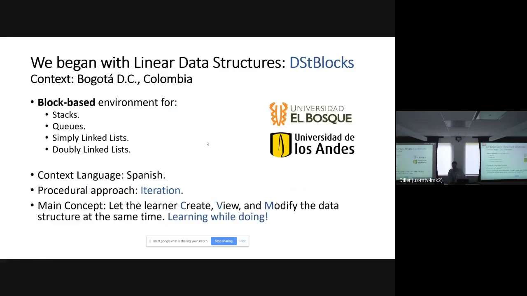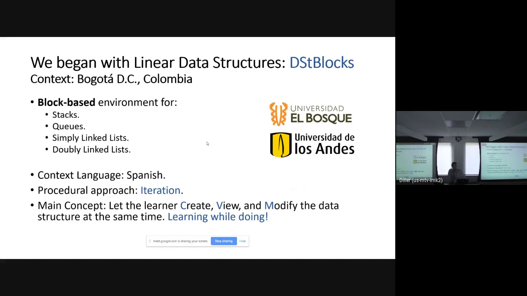So we began with linear data structures, and this first project was named DStBlocks, data structure blocks. I know the name is not trending at all. It was funny how we came up with that name. The environment was designed for linear data structures, to work with stacks, queues, simply linked lists, and doubly linked lists. At the very beginning we were a little ambitious and tried to extend it to hierarchical data structures and maybe graphs, but then we decided to keep it linear.